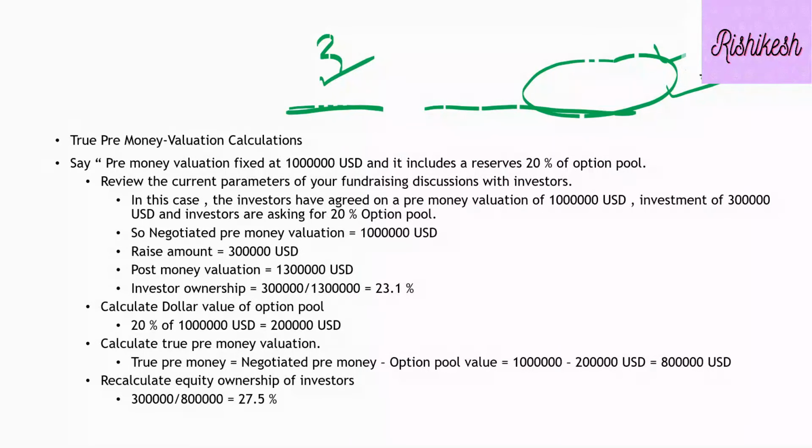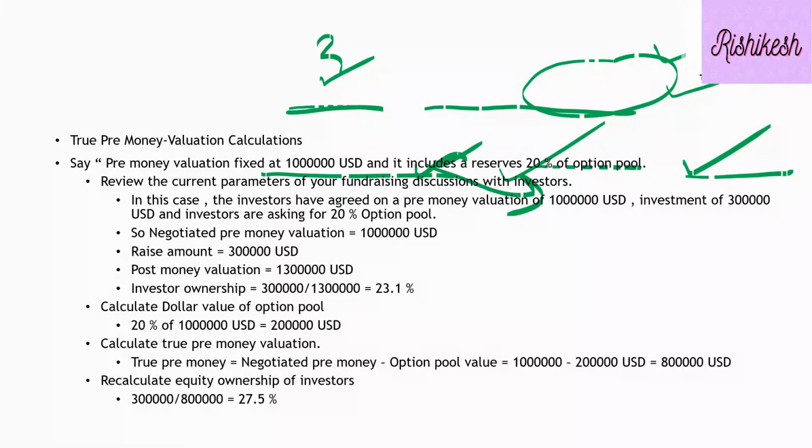Now you went for an investment, right? And the investors agreed on a pre-money valuation of 10 lakh US dollars, and they decided to invest 3 lakh US dollars in your startup. And the investors are also asking for a 20% option pool. So investors told that, okay, we are okay with a pre-money valuation of 10 lakh US dollars, we're going to invest 3 lakh US dollars in your startup, and we want a 20% option pool. But here is the catch: do you want an option pool before your investment, or do you want it after your investment?